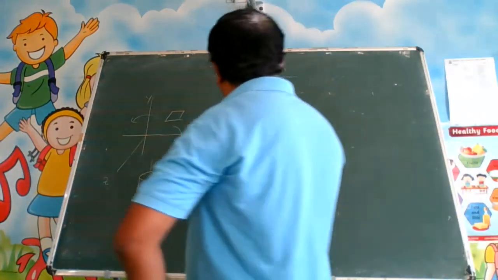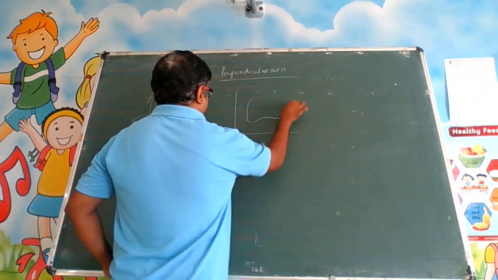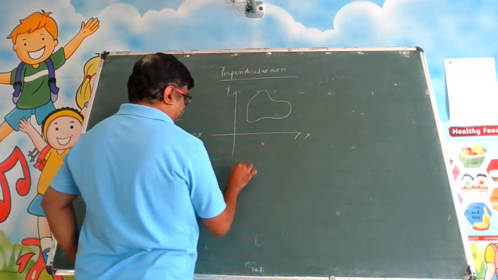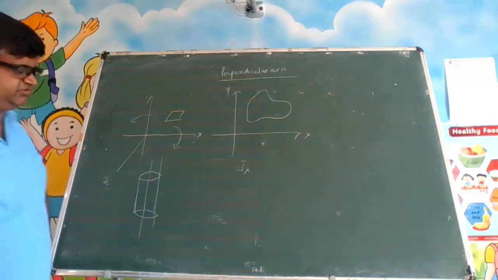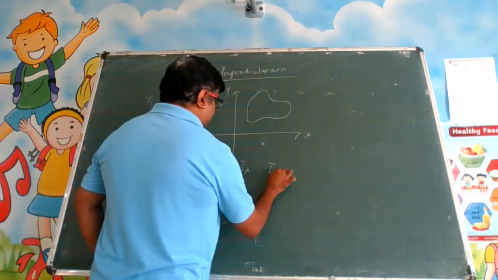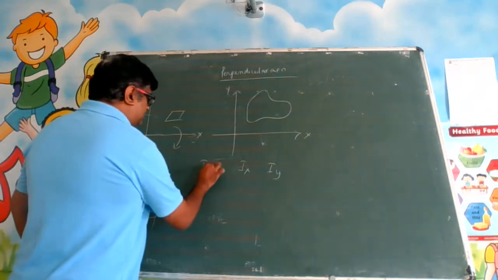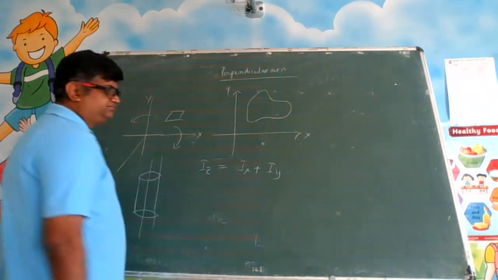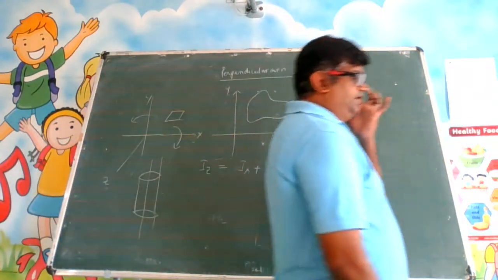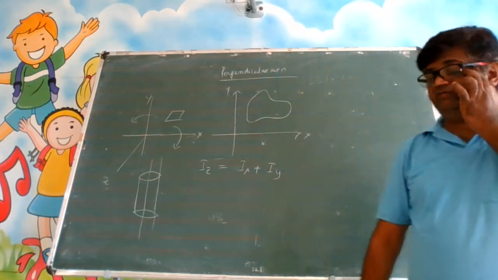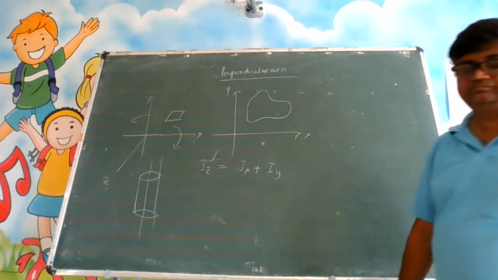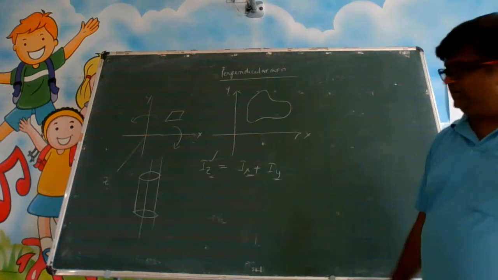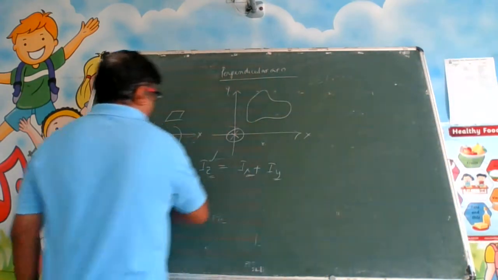Basically what it says is, if you take some object, this is the x axis, this is the y axis. About the x axis the moment of inertia is Ix, let us say, and about the y axis the moment of inertia is Iy, and you want the moment of inertia about the z axis. What you have to do is add Ix to Iy, then you get the value of Iz. Here z is perpendicular to both, and x and y must be concurrent.